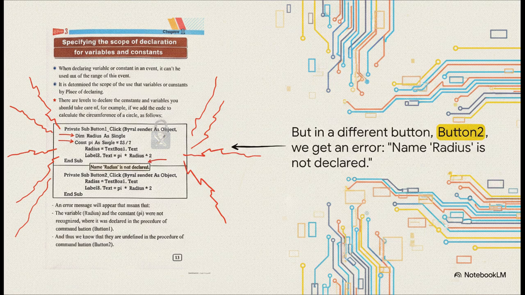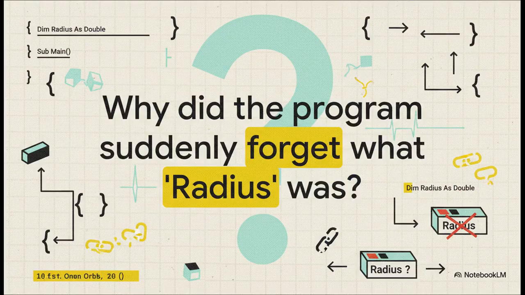But then we move over to our second button. We try to use that exact same radius variable and bam! The program breaks. We get a big ugly error that says name radius is not declared. Wait a second. What? We just declared it. We saw it work. So why is the program now acting like it's never even heard of this variable?